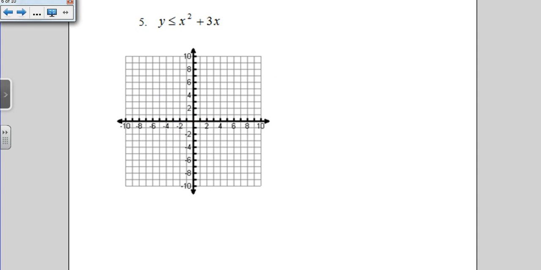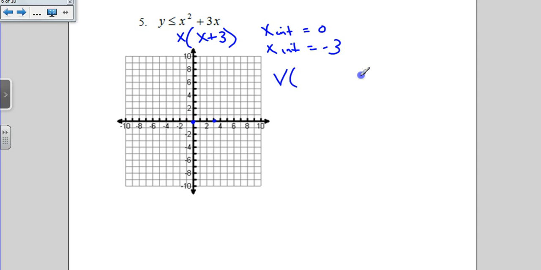Now the next problem, again, it's in standard form, so maybe you want to find the vertex that way. Actually, let's do this one another way. I'm going to factor out the x and rewrite it as x times x plus 3, and now it's in intercept form. So my two x-intercepts are at x equals 0, and the other x-intercept is at negative 3, if I set these two factors equal to 0. Just for a little variety, I'm changing up the way we solve this one.